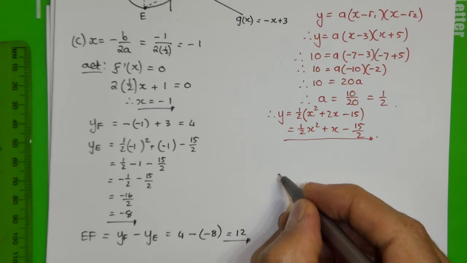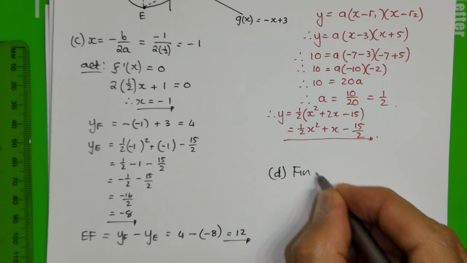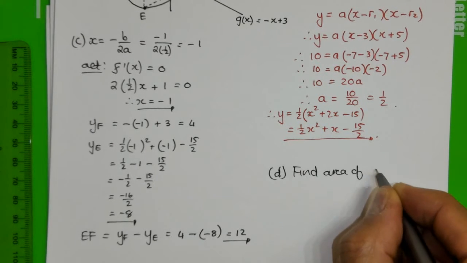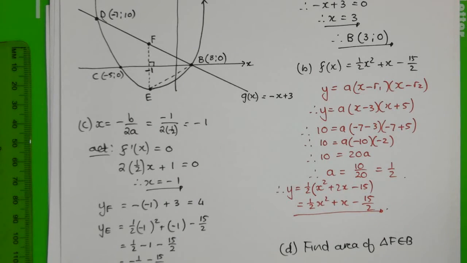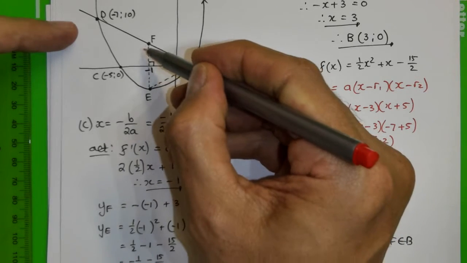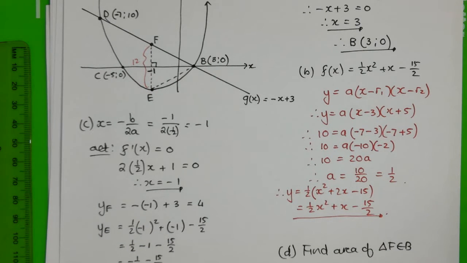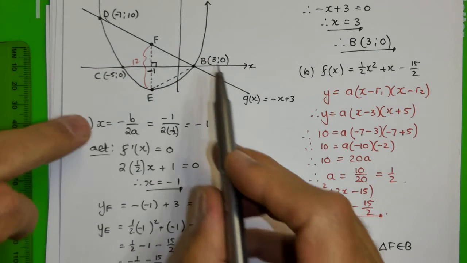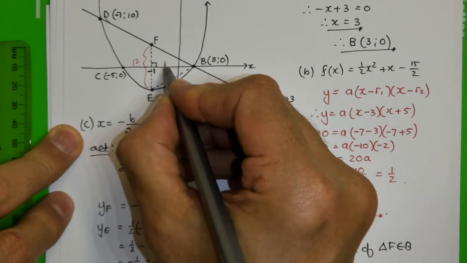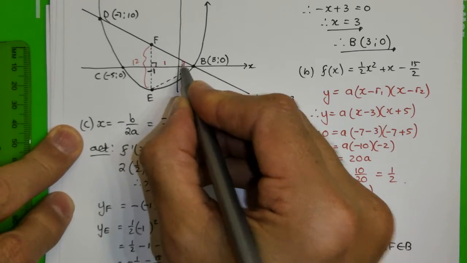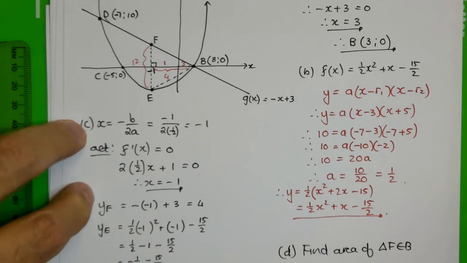Now the next part, and this was one of my favorite questions, is where they ask you to find the area of triangle FEB. If I look at what I've just found here, I found that this distance there is 12. Now folks, I can use that as the base of my triangle. I also know that this is minus 1 and that is 3. So from here to the origin it's 1 unit, and from the origin to point B it's 3 units. So this complete distance there is 4. It is a vertical distance.